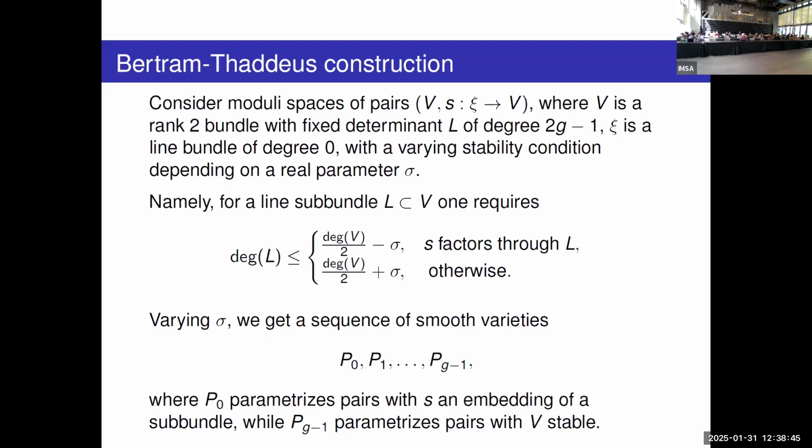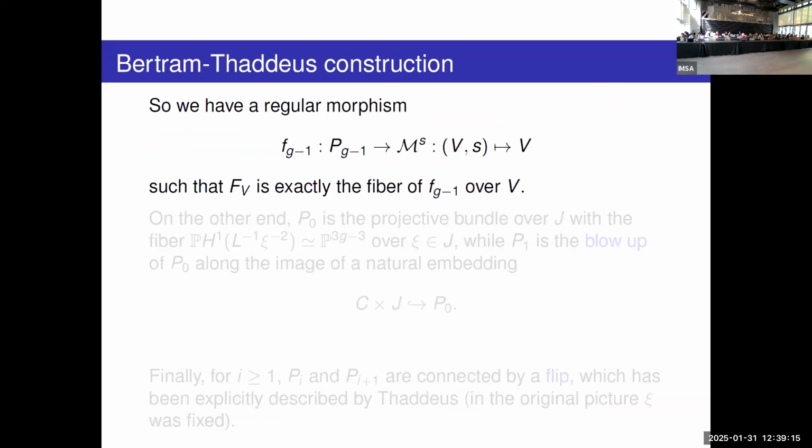When sigma is 0, this is just the usual semistability. This corresponds to the rightmost variety, P_{G-1}. On the other end, if sigma is large, then the condition becomes simply that this section has no zero, so it's just an embedding of a subbundle. So you have this sequence of varieties, and they're all birational to each other. The one on the very right has a projection to the moduli space of stable bundles, M_S: you can just forget the section and keep the vector bundle.